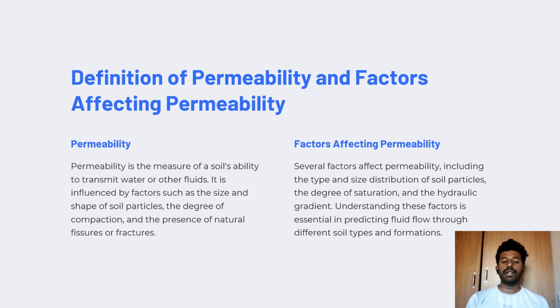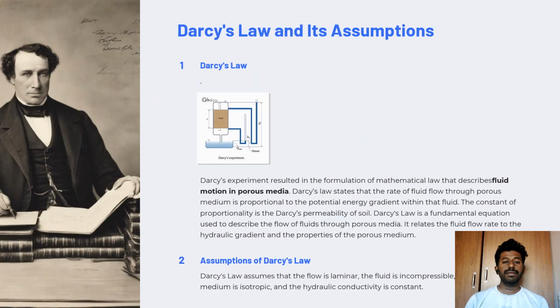So, what are the factors affecting permeability? Several factors affect permeability, including the type and size distribution of particles, the degree of saturation, and the hydraulic gradient. Understanding these factors is essential in predicting fluid flow through different soil types and formations.